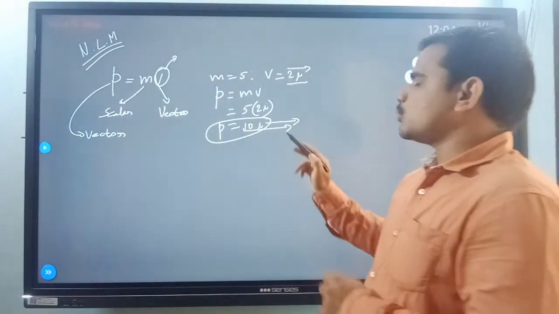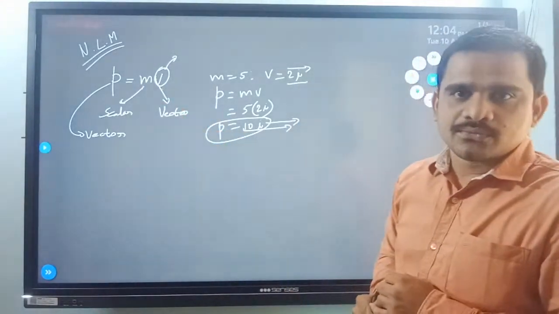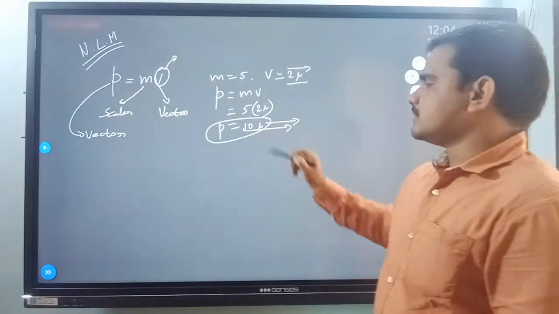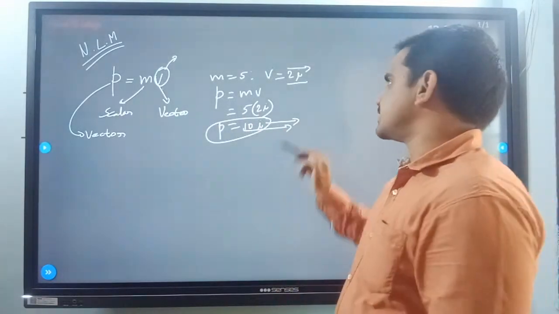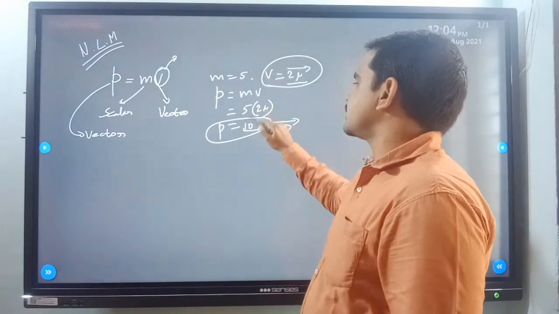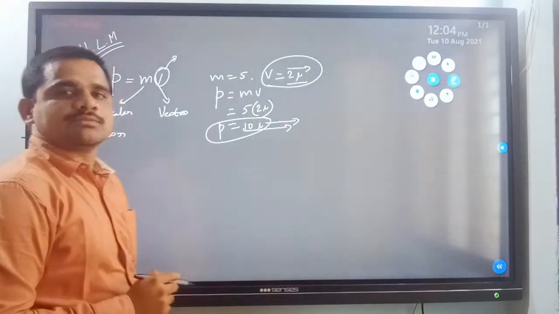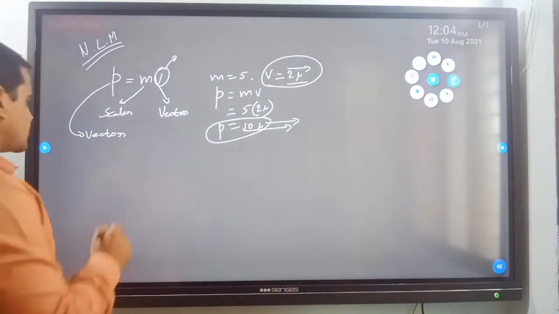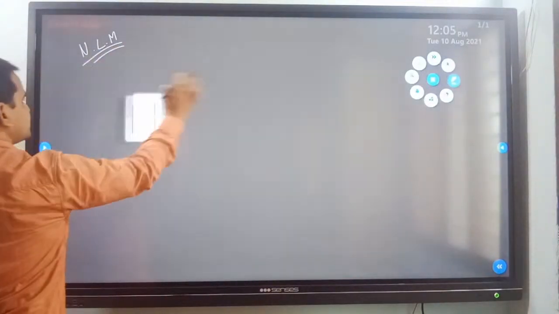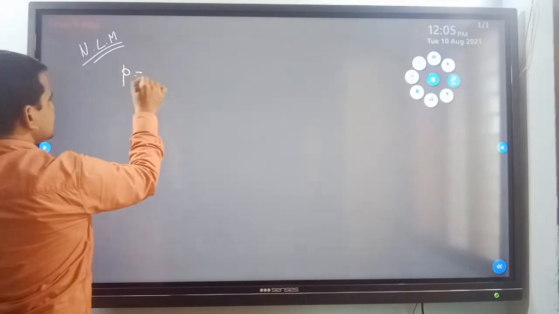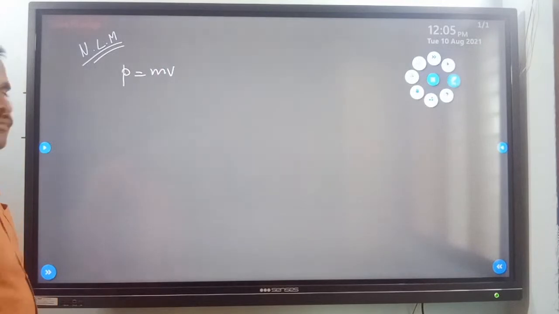Got it? What I conclude here is that when a vector is multiplied with a scalar, we get a vector itself. So linear momentum is also a vector quantity. If you see the formula for how we define linear momentum, it is the product of mass and velocity.